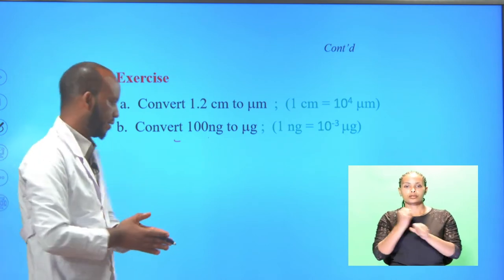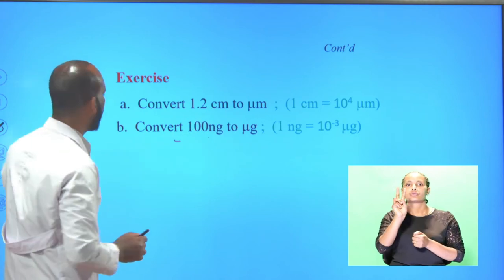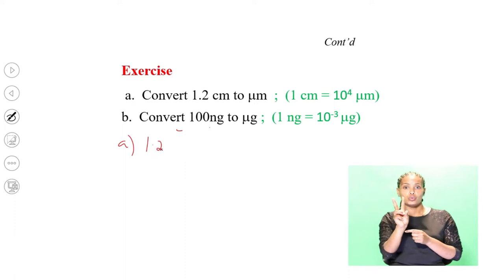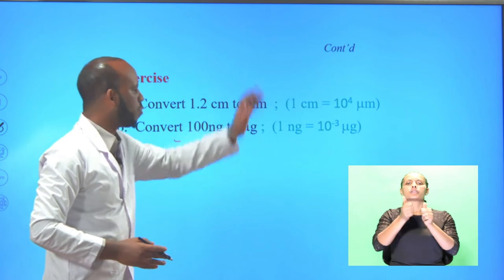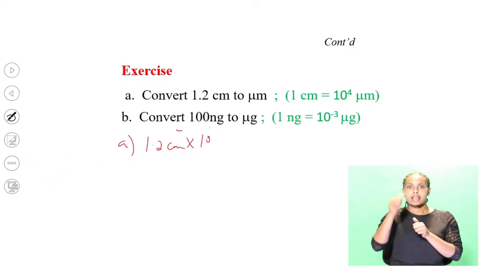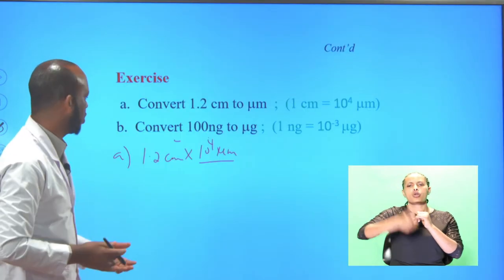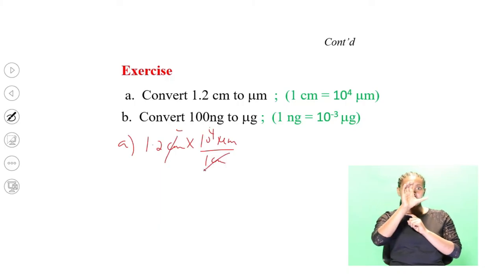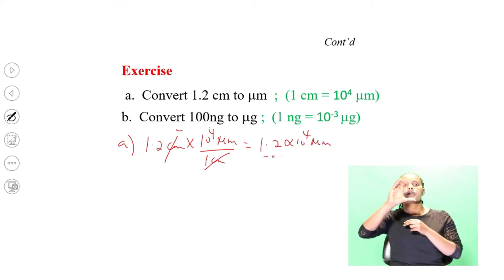Let us do together. A. Convert 1.2 centimeter to micrometer. 1.2 centimeter times unit of desired quantity, which is micrometer, 10 to the power of 4 micrometer, divided by unit of original quantity, which is centimeter, 1 centimeter. Centimeter will be cancelled by centimeter. Now this is the same as 1.2 times 10 to the power of 4 micrometer.